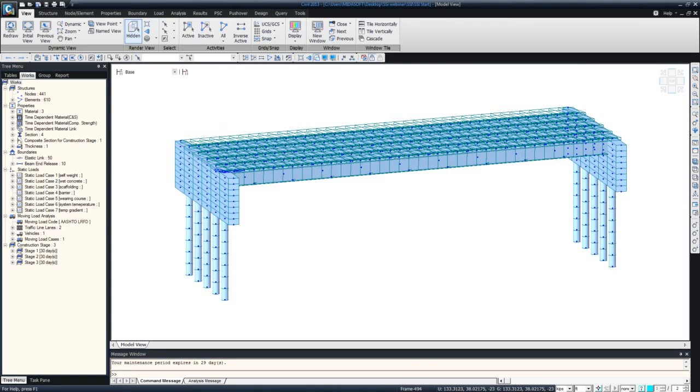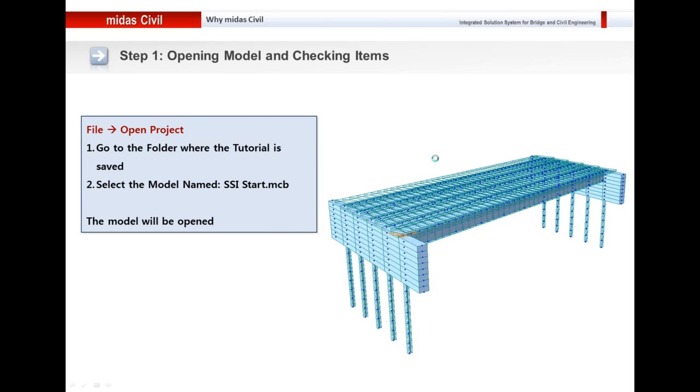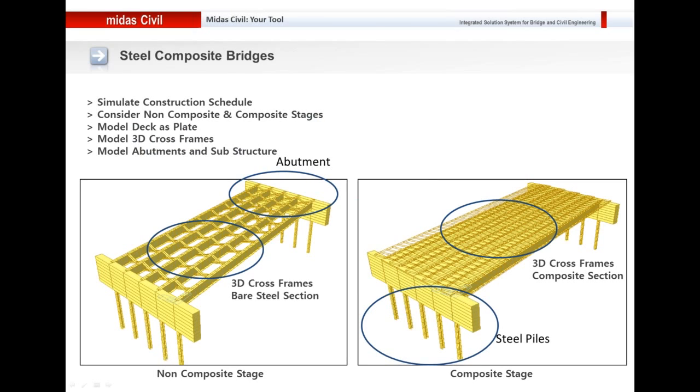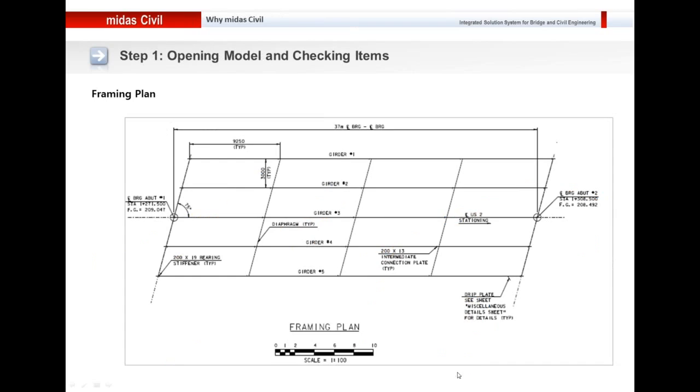But before that, let me talk about this bridge for a while. Okay, so it's a steel composite structure, and to perform analysis on a steel composite structure, we perform the analysis for the stage when the concrete has not hardened and the section is still a non-composite section. So for this particular bridge structure, we have modeled two different construction stages. The first one would be the non-composite stage, and the second one would be the composite stage. And these are the framing plans of this particular bridge model.